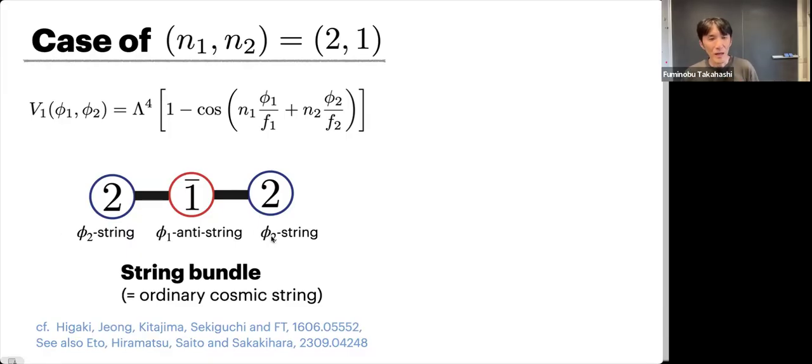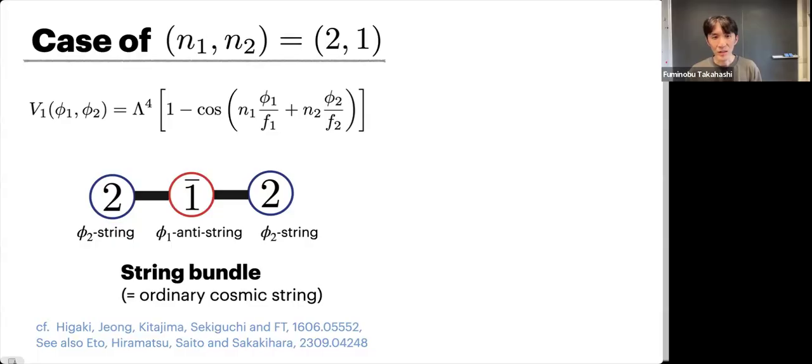And actually, this string bundle corresponds to the cosmic string of the light axion. As I said, this combination appearing in the cosine function is a heavy axion. The orthogonal direction is a massless axion. And this string bundle corresponds to the cosmic string of the light axion. And if you calculate the change of the phases, you can easily show that this object corresponds to the ordinary cosmic strings.